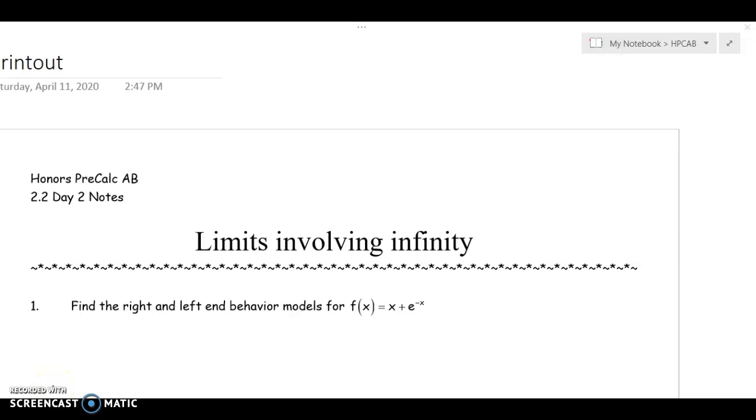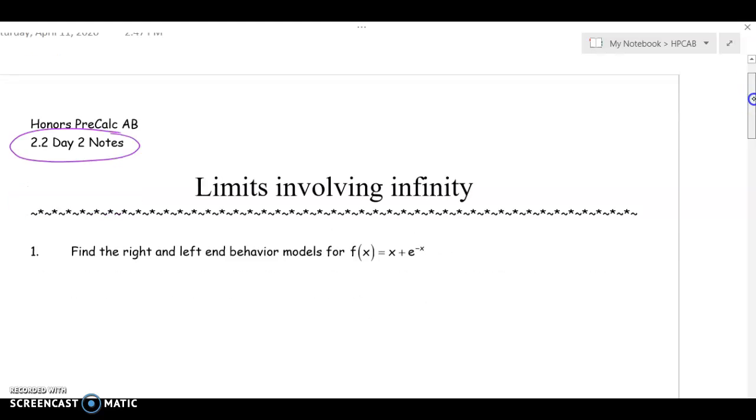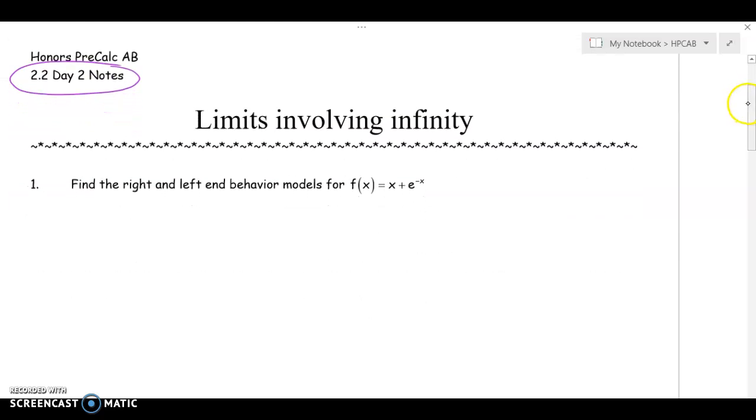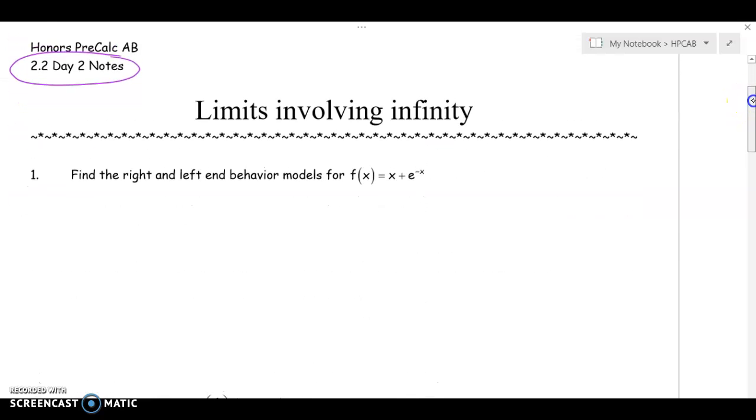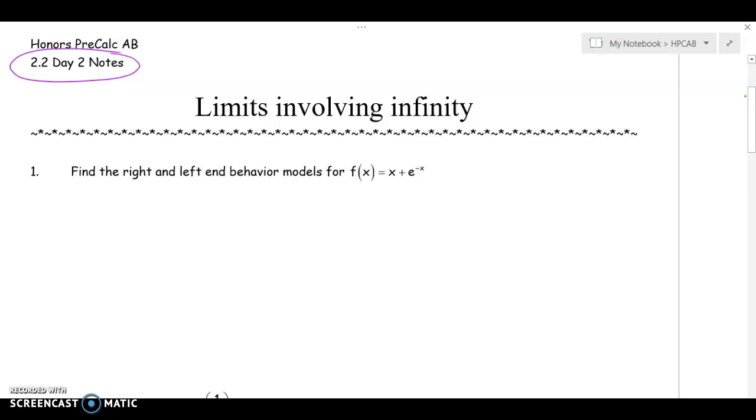PreCalc, we are moving on to the 2-2 Day 2 notes, which can be found in the folder on Canvas entitled Calculus Chapter 2, or you can do this on your own paper. We are doing limits involving infinity. So all of these limits that we're going to deal with are going to be the limit as x approaches positive infinity or negative infinity.